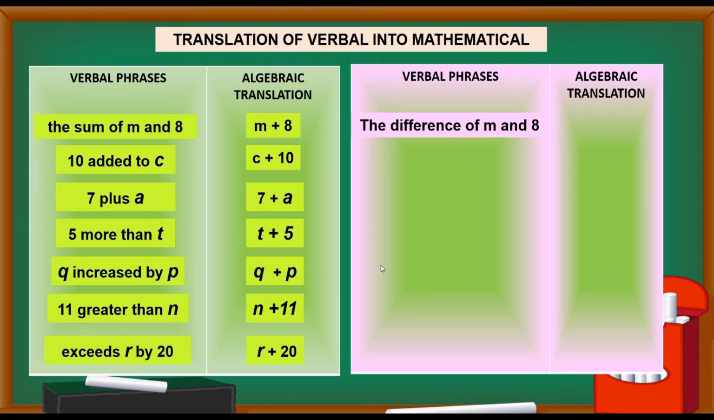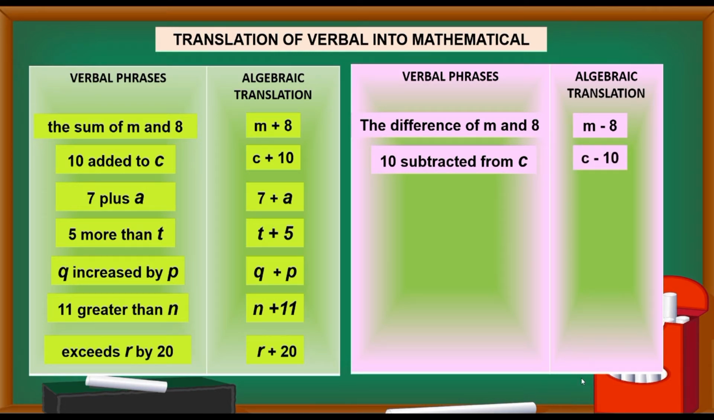So, the difference of M and 8. Difference of, kung matatandaan natin kanina, ipinakita po yung translation or pwede nating term na magamit sa subtraction. So, difference of, so pwedeng M minus 8. The next one is 10 subtracted from C. So, that would be C minus 10. Bakit po C minus 10? Kasi po, ang term na ginamit ay subtracted from. Ibinawas kay C. So, si C, babawasan ng 10.